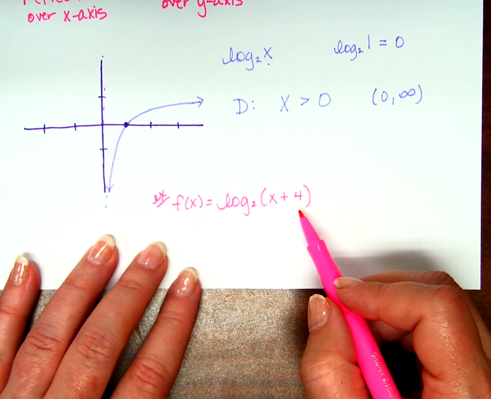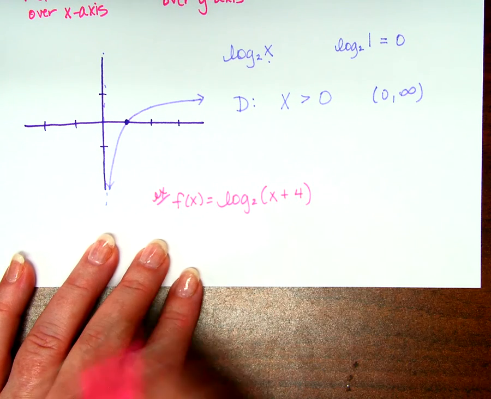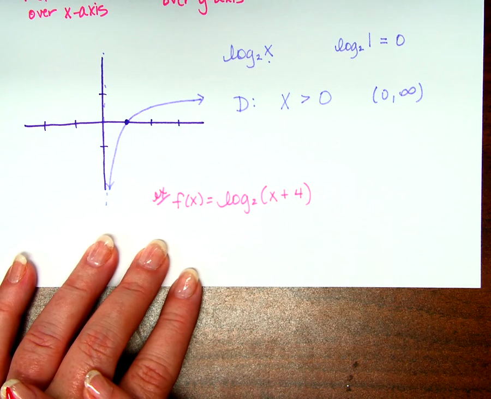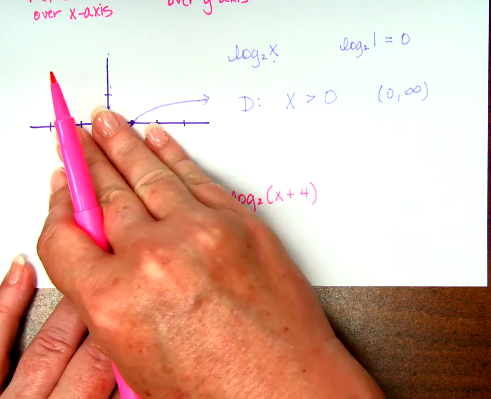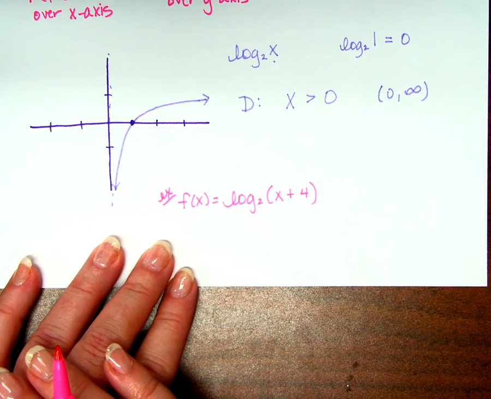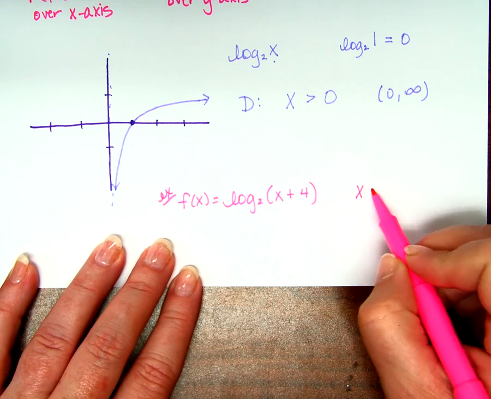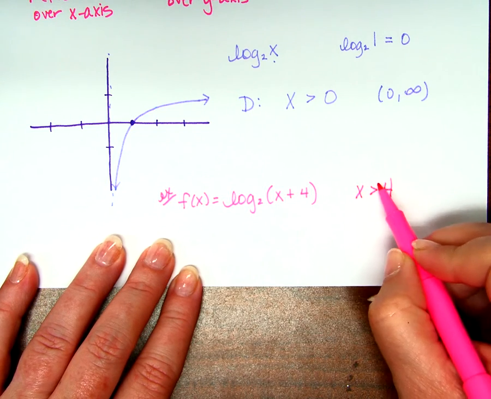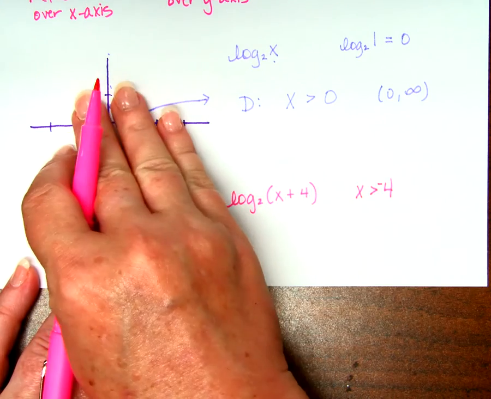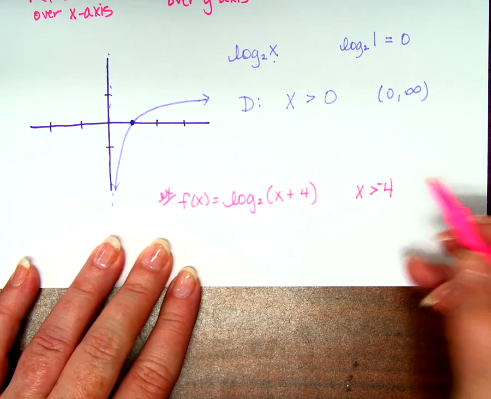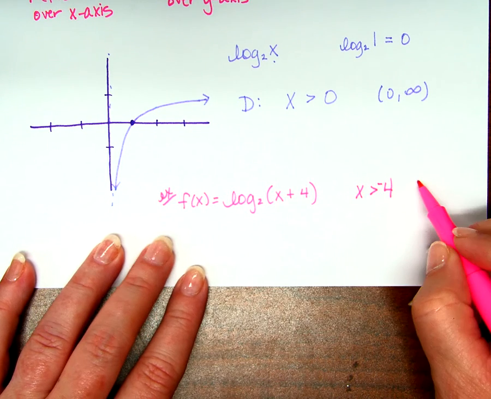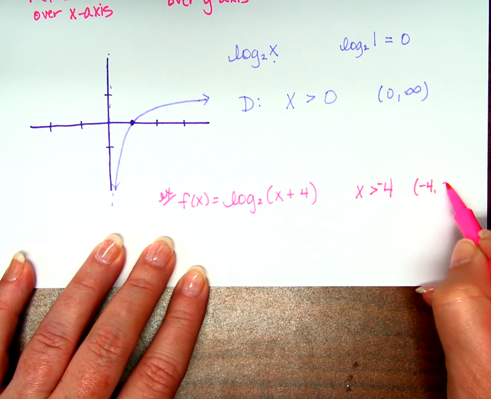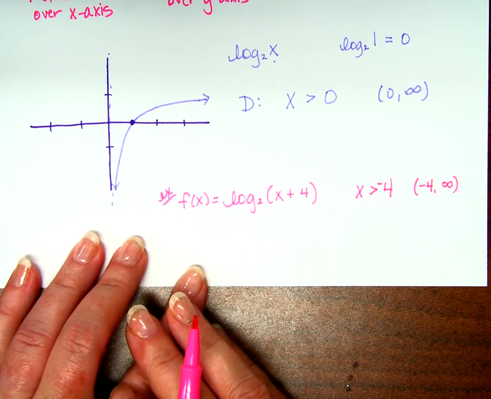Well, tell me, transformation-wise, where does this go? It goes to the left 4. Well, if this is shifted to the left 4, what's the new domain? Yeah, x is greater than negative 4, right? Because it shifted to the left 4 because it's going to be negative 4 over here. But it's everything greater than that. Okay? Or from negative 4 to infinity, right?